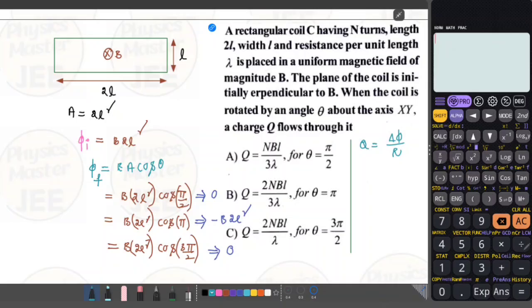So you can write this R is equal to, what is the lambda here? One second. Here I am going to find out the total resistance of this one. So this R is equal to the total length, which is 6L. So per unit length, lambda is there. Therefore, what will the total resistance be? Total resistance is 6 lambda L.